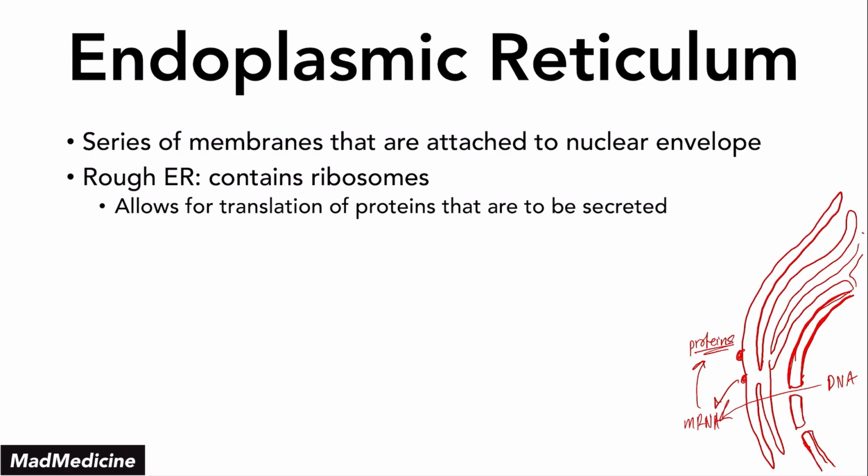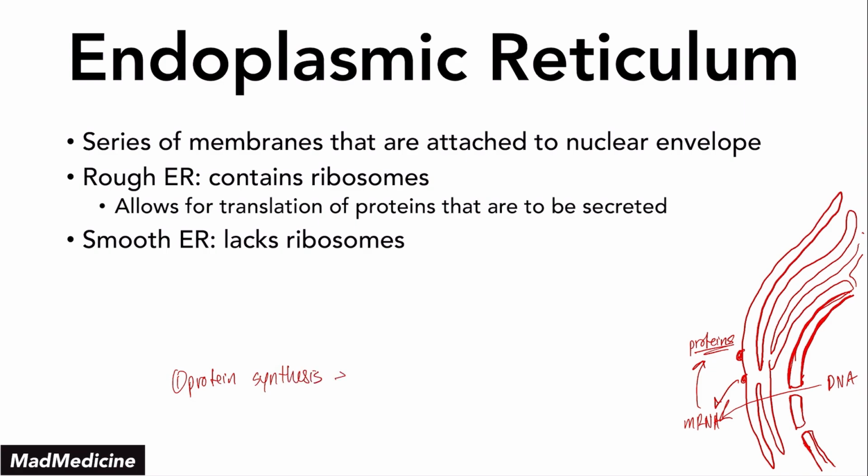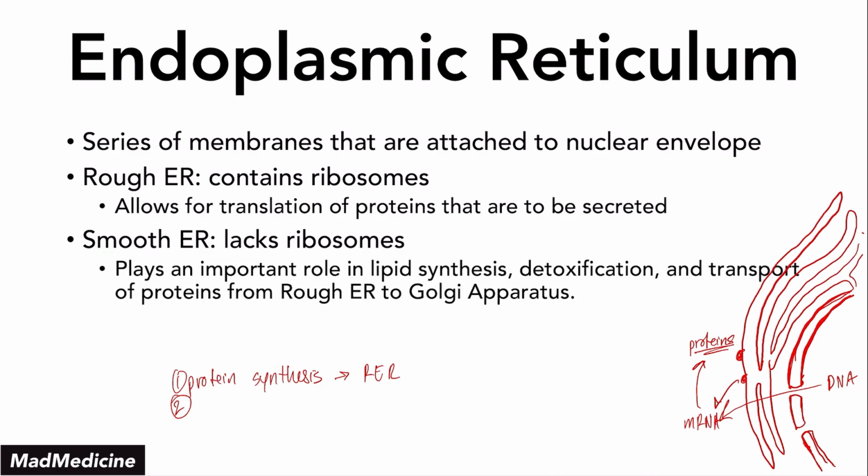Okay? The second part is the opposite. It's the smooth endoplasmic reticulum, which does not contain any ribosomes. There are no ribosomes in this. And this is important because the endoplasmic reticulum has two functions. Number one is going to be protein synthesis. Okay, this is through the rough endoplasmic reticulum. Number two is actually going to be a series of functions, which are lipid synthesis, detoxification, and transportation. This is all done by the smooth endoplasmic reticulum. Okay, so I classify these as the other functions.